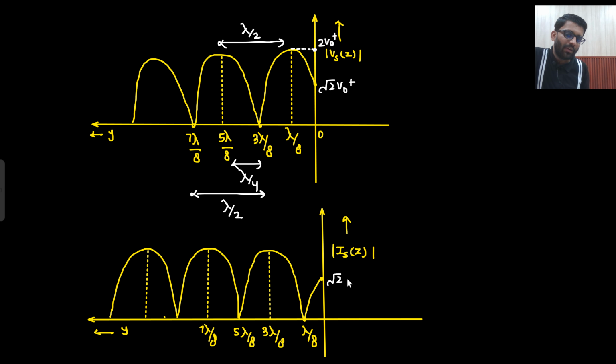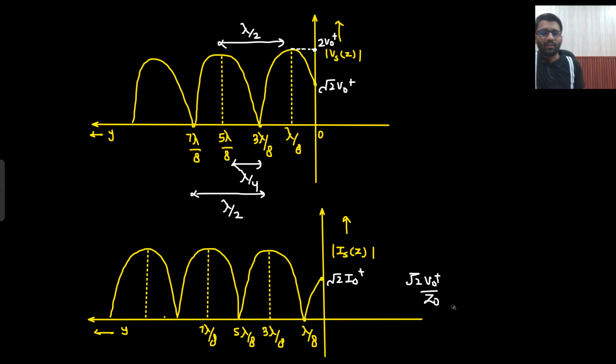Magnitude will be under root 2 I naught plus divided by z naught. No, sorry, I naught plus. You can say under root 2 I naught plus will be the magnitude. And what is I naught plus? I naught plus is v naught plus by z naught. Here at y equals 0, you have under root 2 v naught plus. This will have under root 2 I naught plus, right? And if you need to show it in terms of v naught plus, then you will say under root 2 v naught plus divided by z naught.